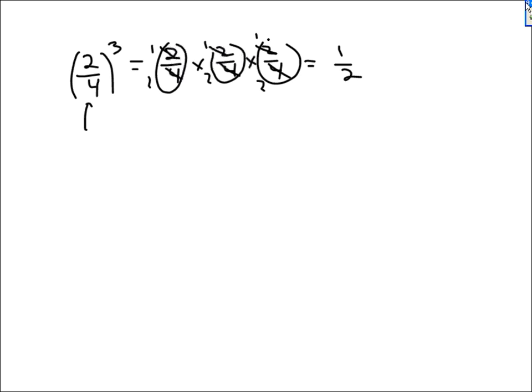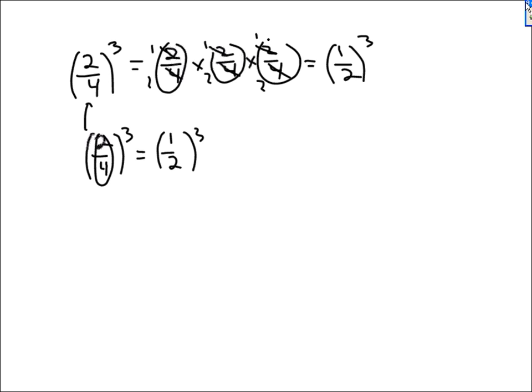And now you're repeatedly multiplying a half 3 times. So we just learned that 2 quarters to the 3rd power is a half to the 3rd power. You say, oh my, 2 over 4 is a half, and you can reduce first. You have 1 cubed over 2 cubed. 1 cubed is easy, it's 1.